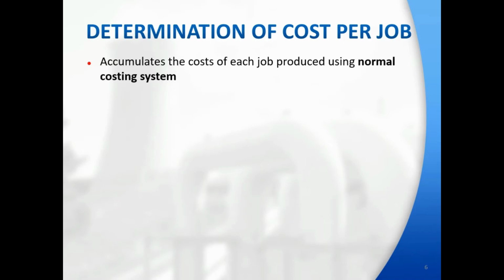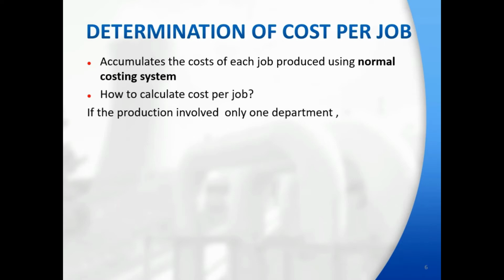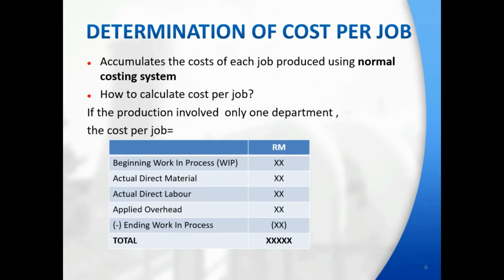Determination of cost per job. Accumulate the cost of each job produced using a normal costing system. How to calculate cost per job? If the production involves only one department, the cost per job equals beginning work in process plus actual direct material plus actual direct labor plus applied overhead minus ending work in process.